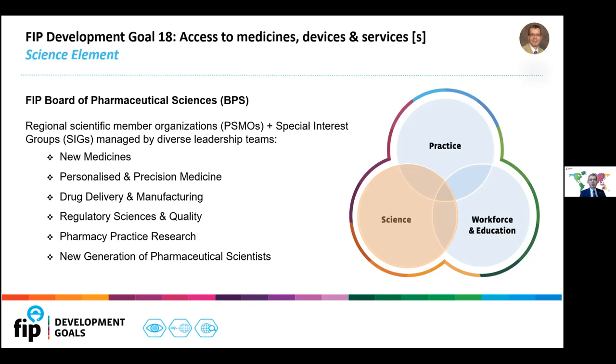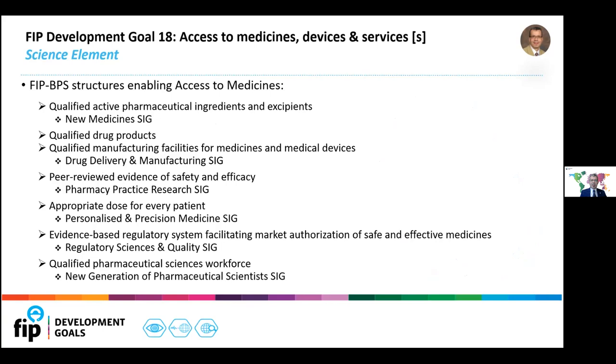Now, what are the tools that we're trying to promote in the Development Goal 18 as relevant to the pharmaceutical sciences? On the next slide, I try to highlight some of them, and this certainly can be quite diverse based on the status of the individual countries and regions that you're living in. For some of us, we take it for granted that we have access to our arsenal of pharmaceutical active ingredients as well as the materials needed to make drug products. But that's not the case across the globe.